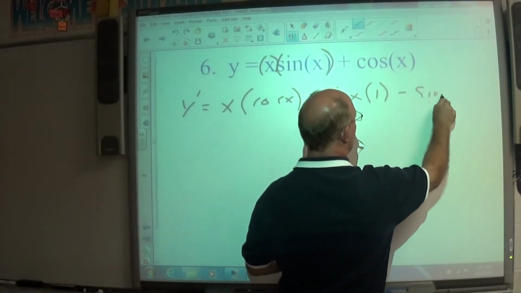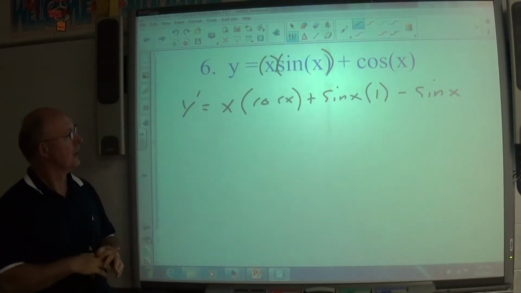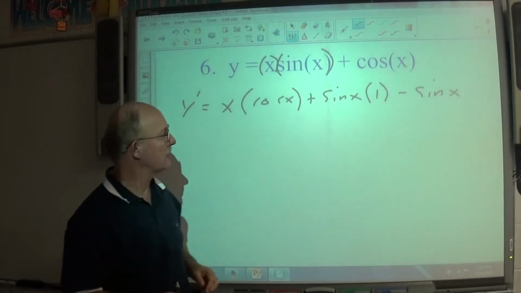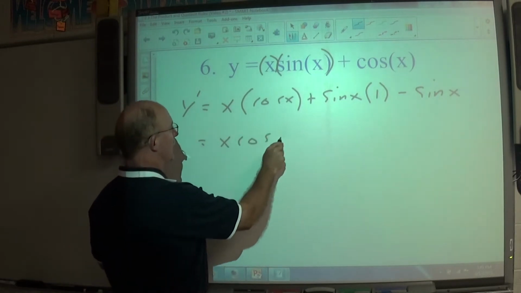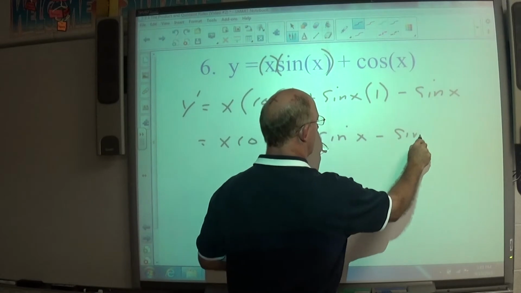So let's go ahead and take the derivative of cosine x. That'll be minus sine x. Right, so x times cosine x plus sine x times 1 minus sine x. Now let's see if we can simplify this a little bit. This will be x cosine x, plus sine x minus sine x.